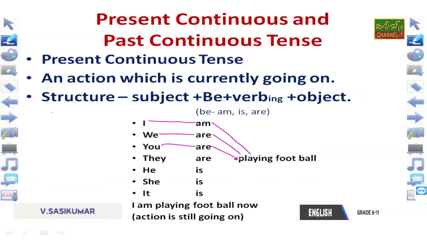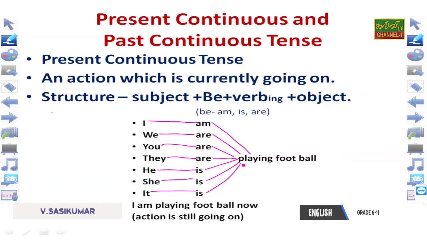Then they are playing football. Then he is playing football. She is playing football. It is playing football.